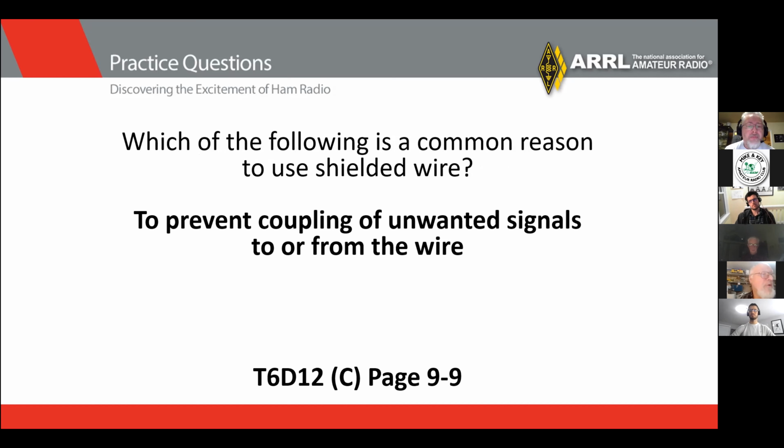Okay, Jim, at this point is where I normally say, what is an antenna? And the answer is any wire can be an antenna. So in order to stop that wire from being an antenna, you want to shield it and then ground the shield.